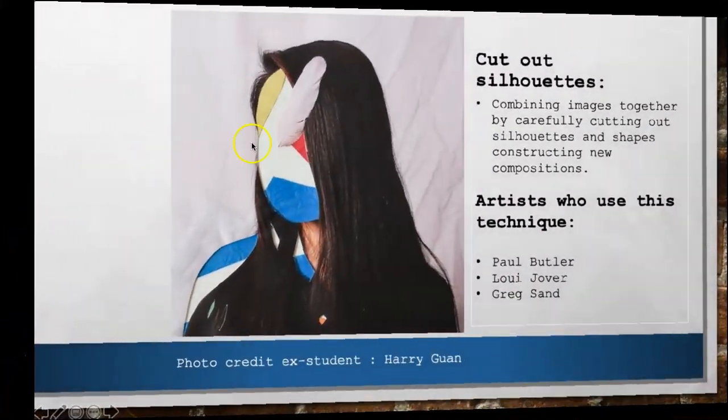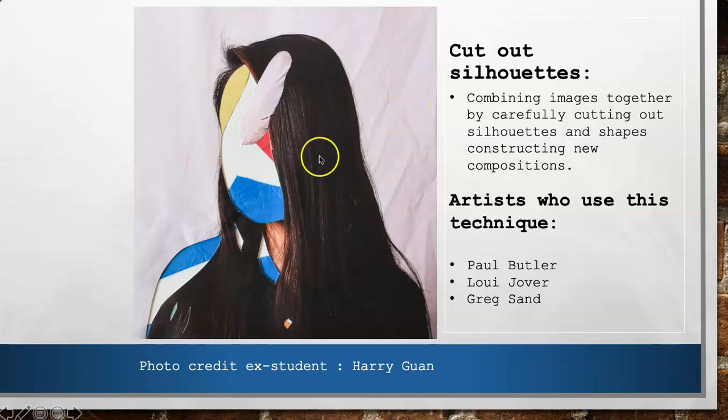Similar to the previous, but this is more about cutting out silhouettes. So this is one of my previous students, Harry, and here he's removed the identity of the model, and then he started to piece in little sections of tissue paper as well, and this works really well.